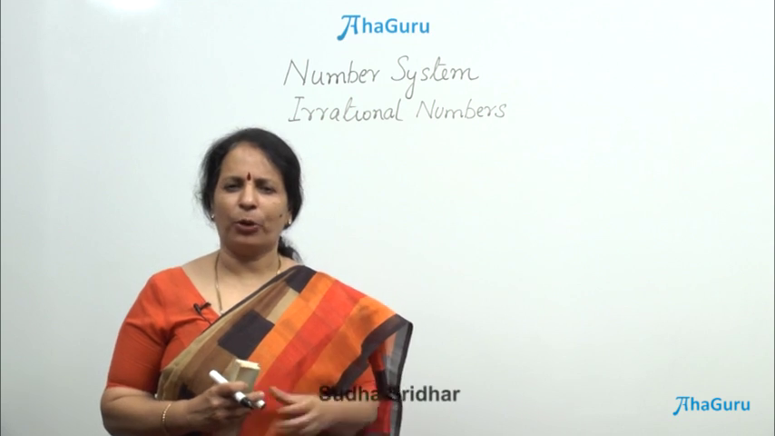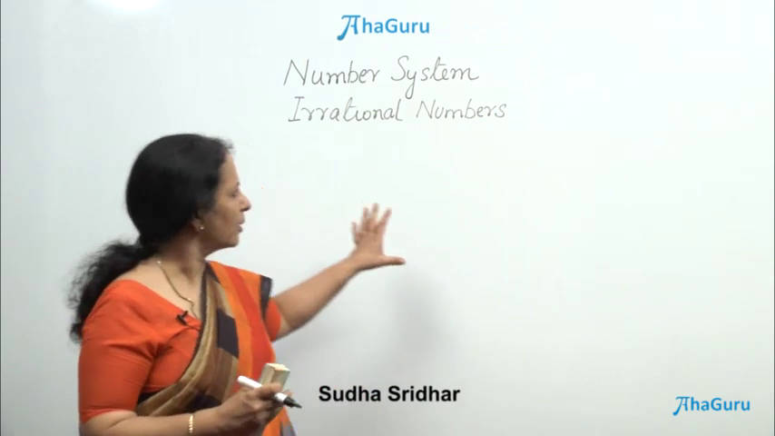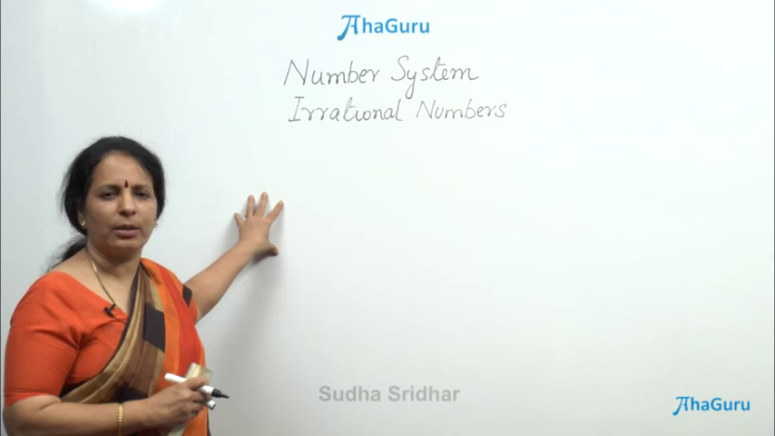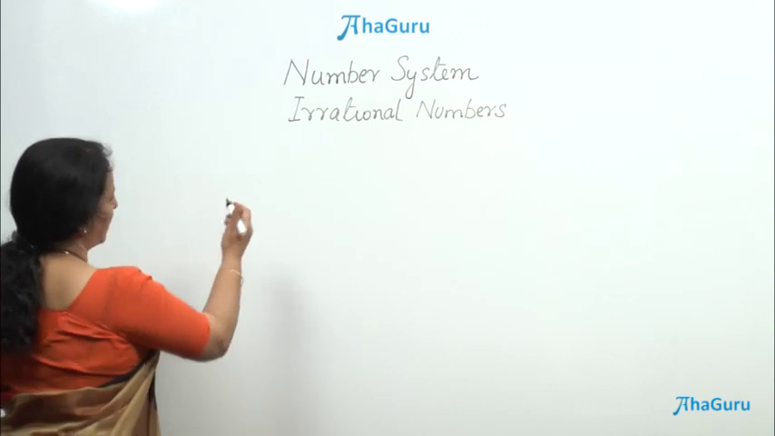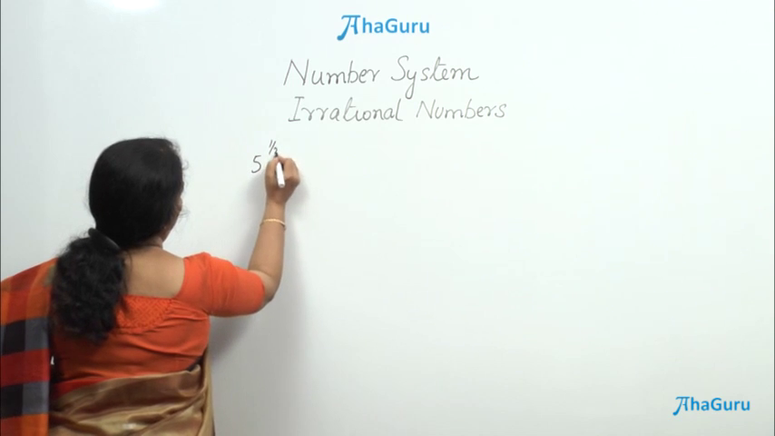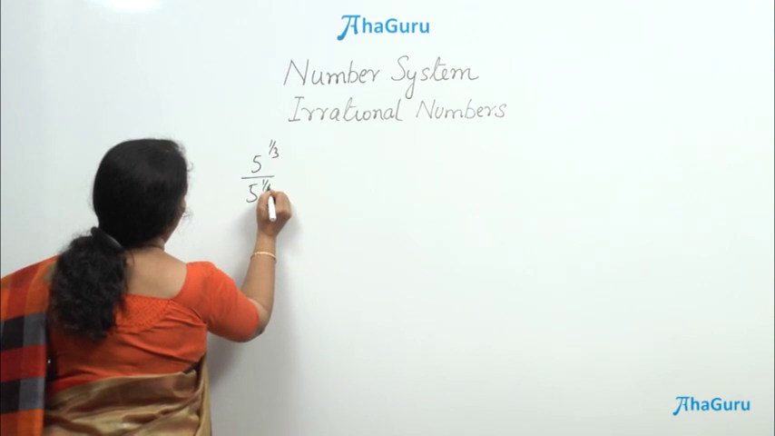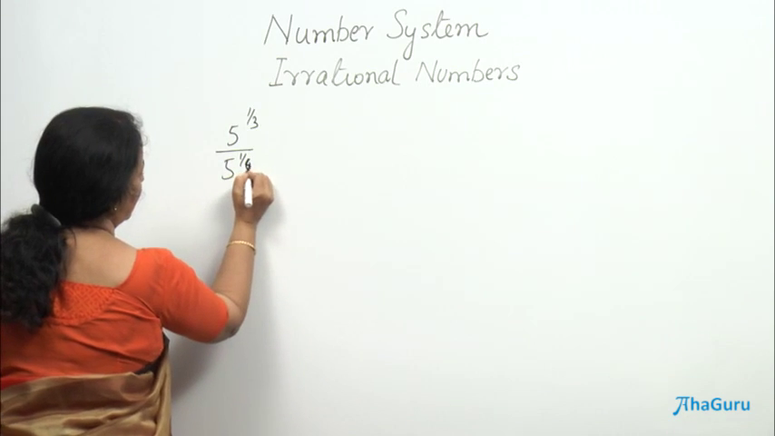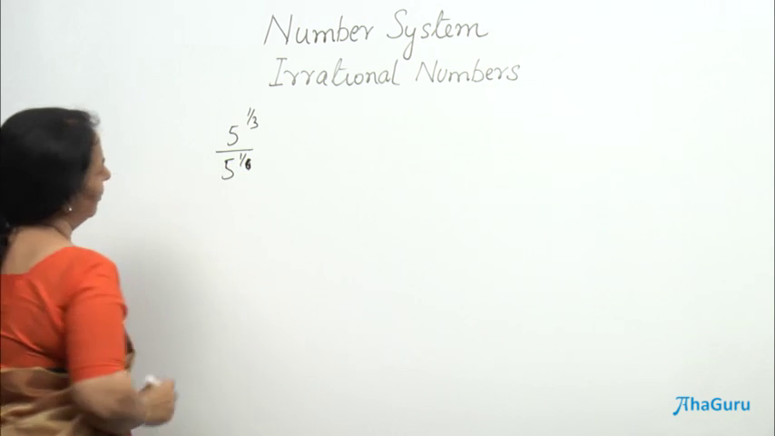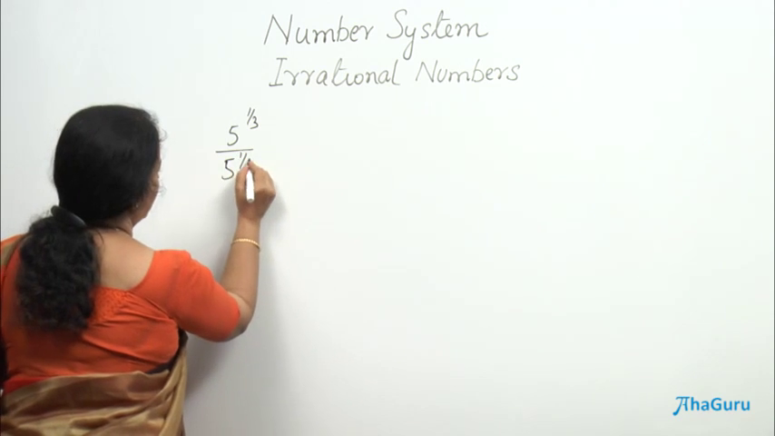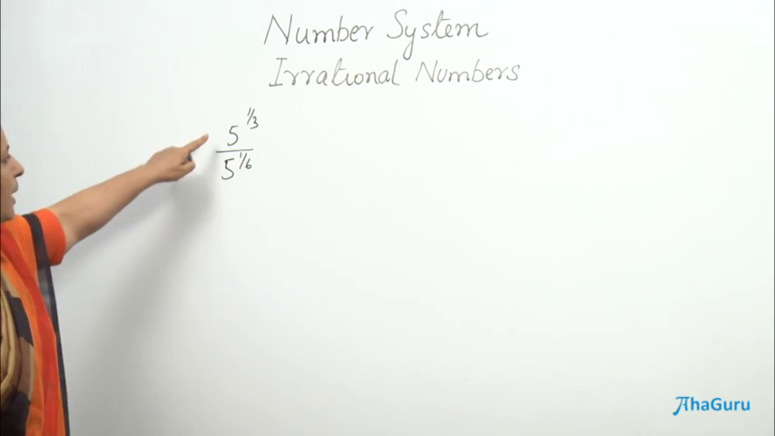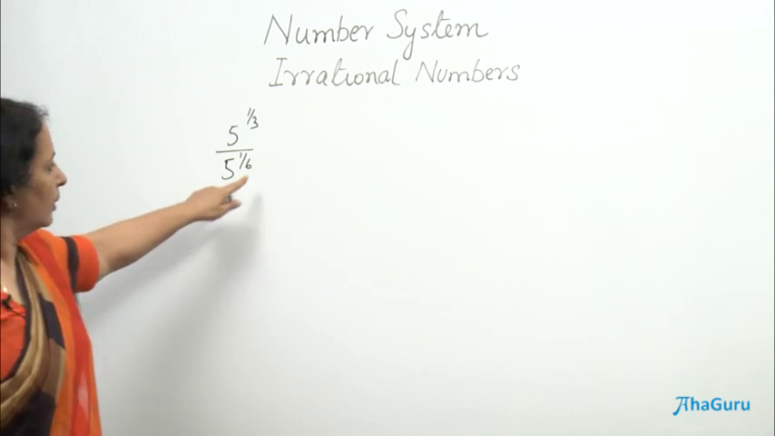Okay, let us do some problems using this law of indices so that we will get used to it. Let me see, 5 to the power 1 by 3 divided by 5 to the power 1 by 6. Now, the bases are same, the powers are different.